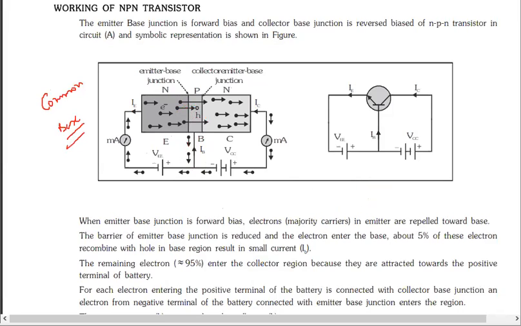In our syllabus, we have to study common emitter, so we'll be focused on common emitter only. But we will see the structure of all the three: common base, common emitter, common collector. It is quite easy, you just have to see the junction. If the junction is common in collector, then it is common collector. If it is common in base, then it is common base. If it is common for emitter, then it is common emitter.